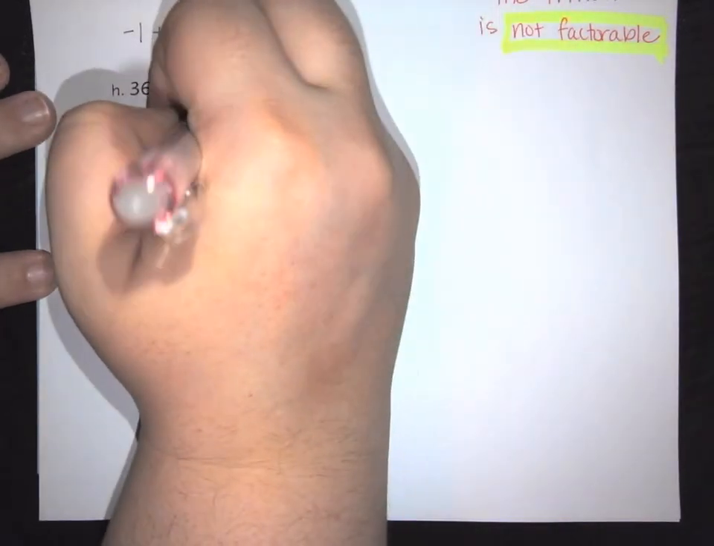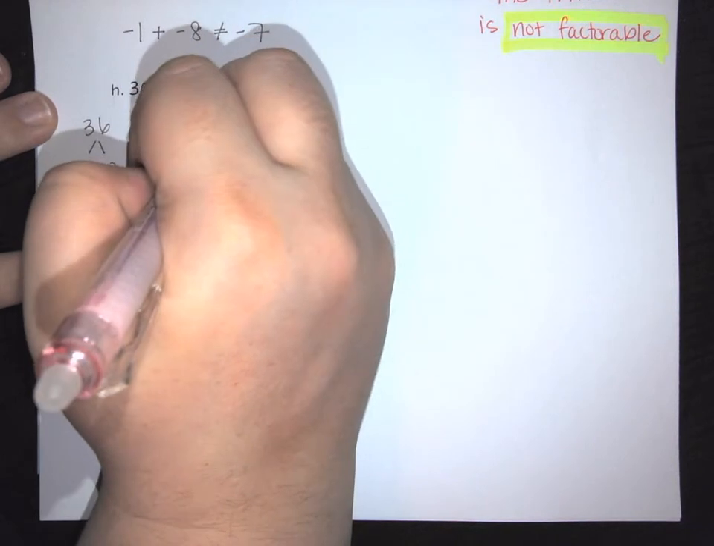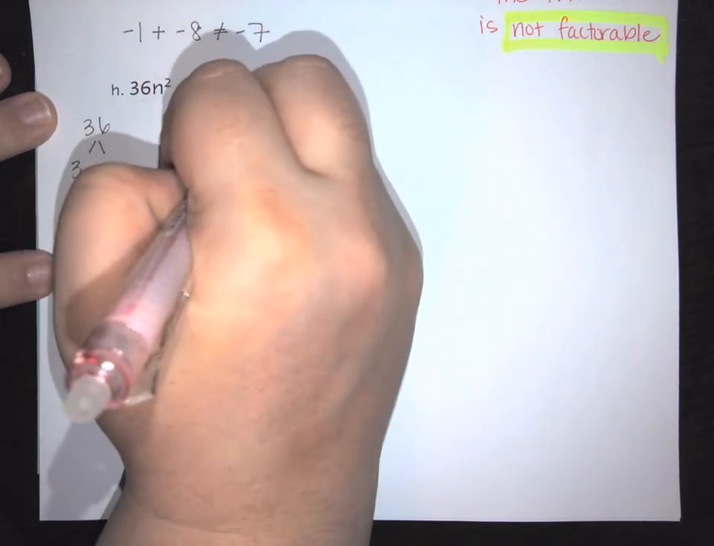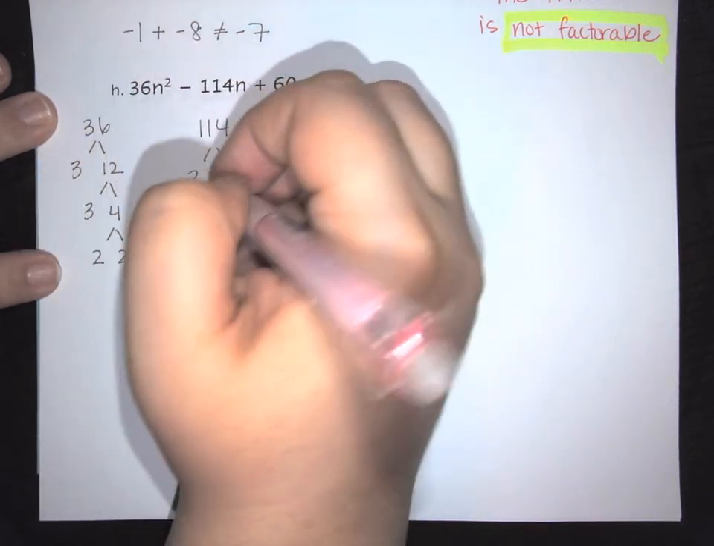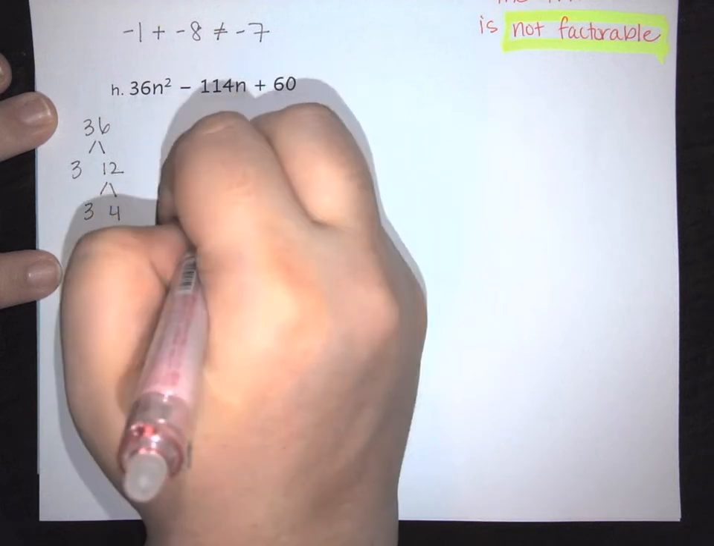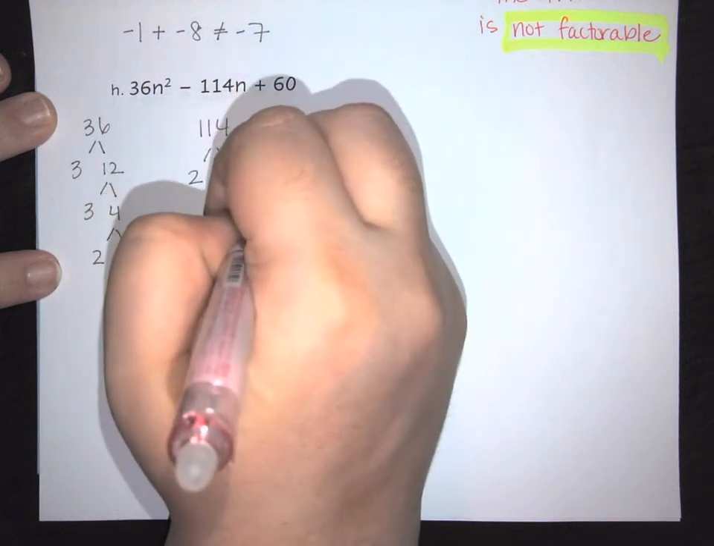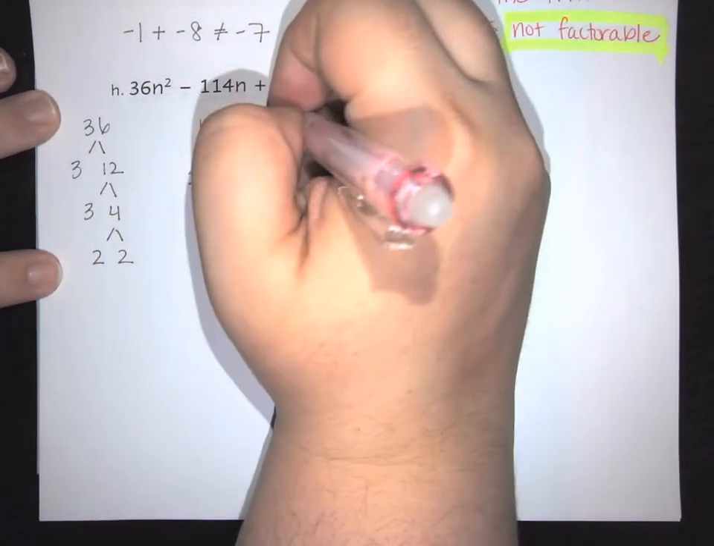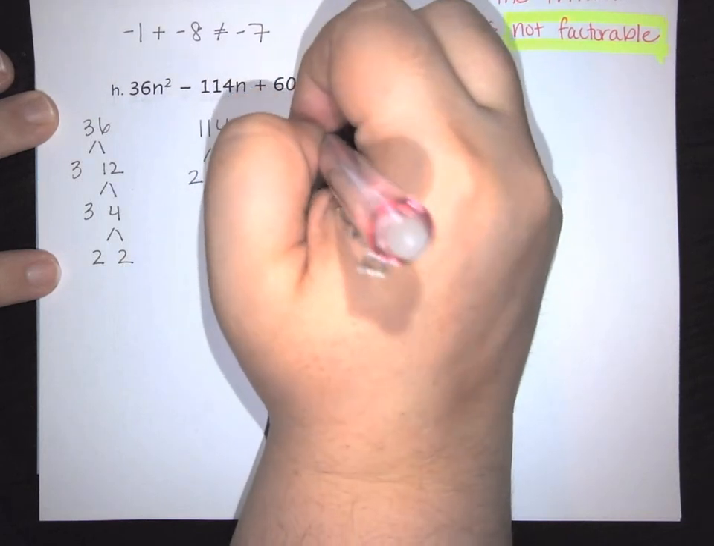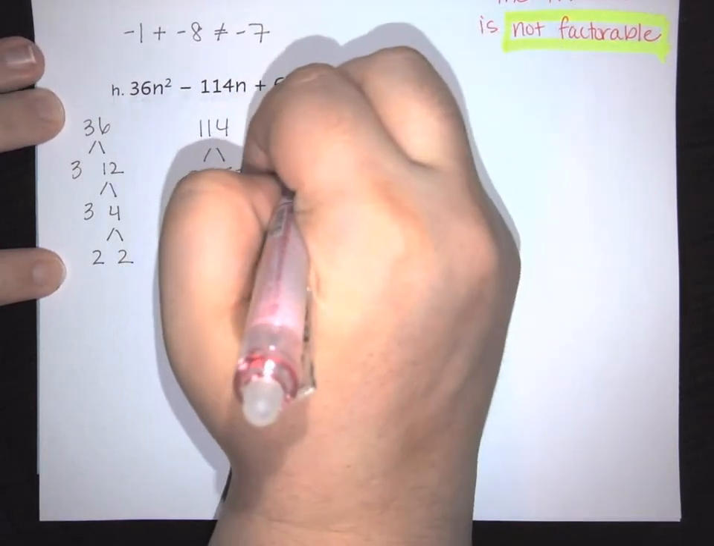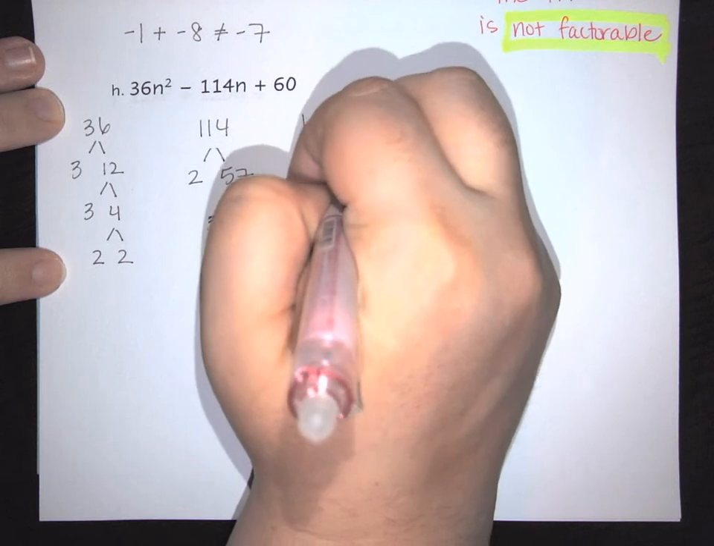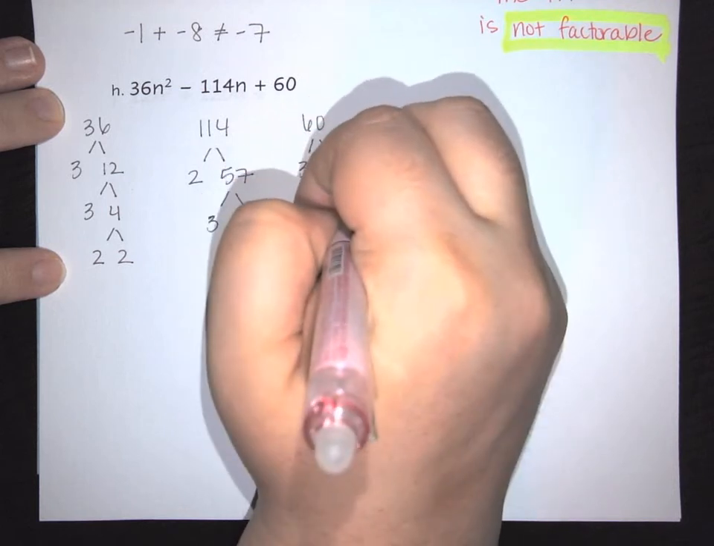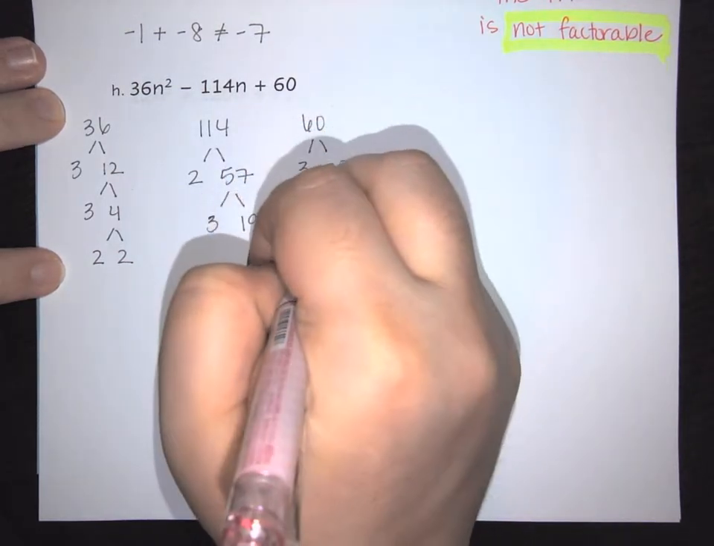With that, I also have 114. If I look at 114, I can divide it by 2, which gives me 2 and 57. 57 surprisingly breaks down into 3 and 19. And then I have 60. So 60 can break down into 3 and 20. 20 becomes 4 and 5. 4 becomes 2 and 2.